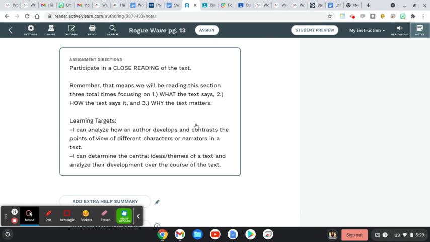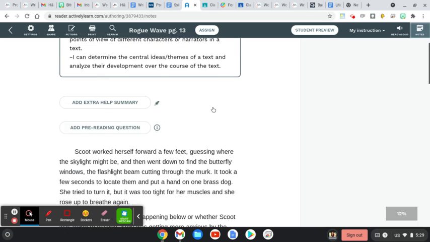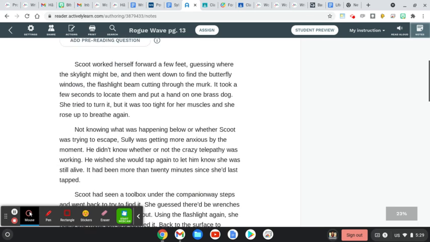As we work through this, remember as we close read, we read for 3 different phases. First phase, what the text says. Second phase, for how the text says it. And the third phase, for why the text matters. As we go through each of the 3 phases, we're going to be looking for different things.